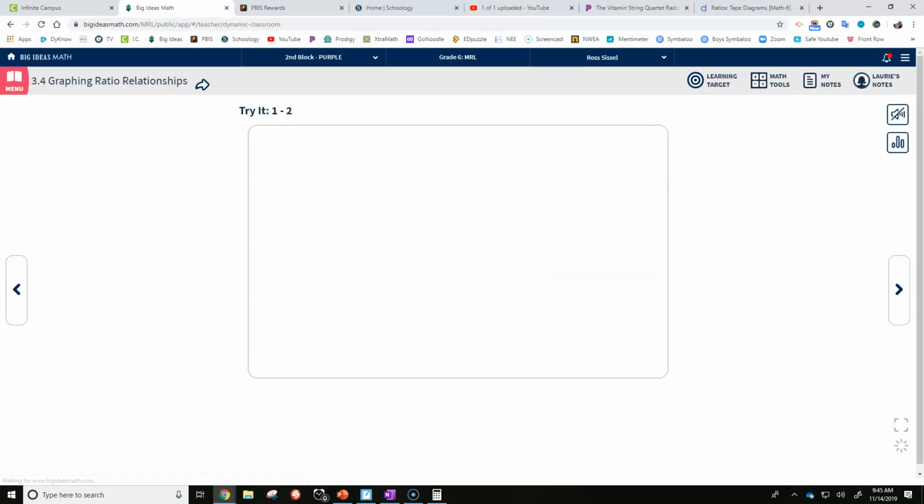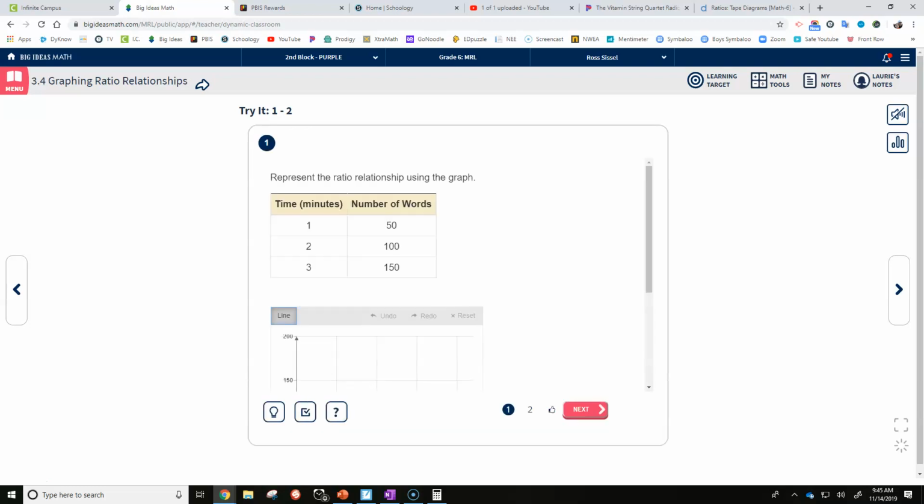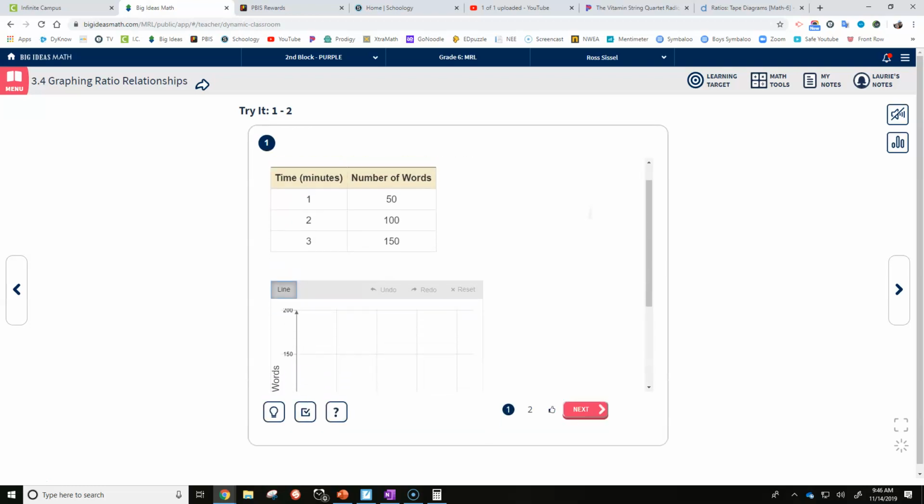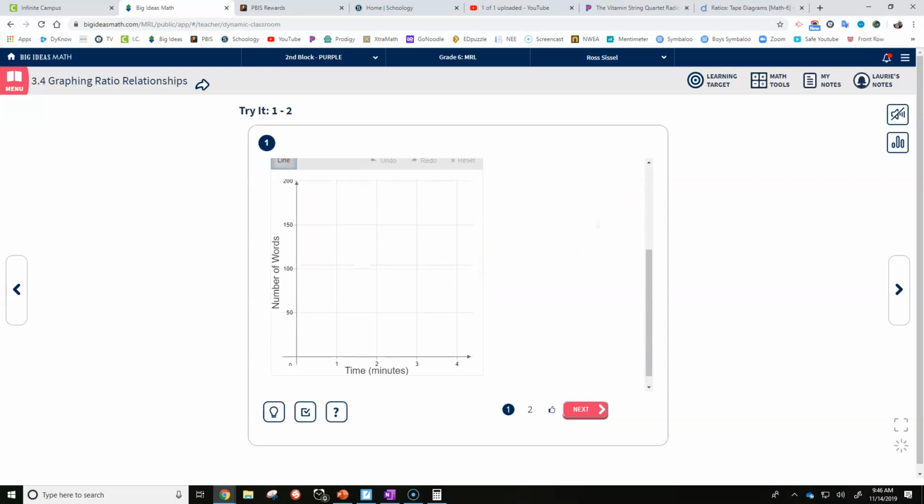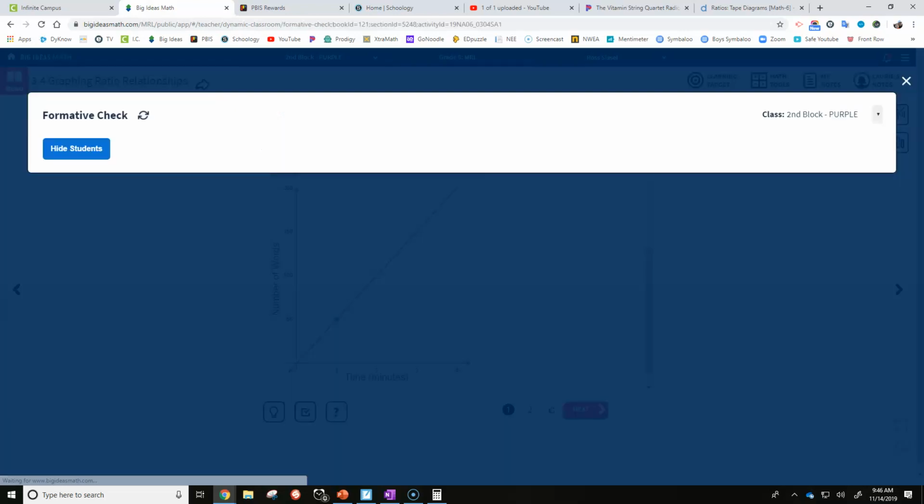If you say start, represent the ratio relationship using the graph. Now you have your notes that has the table for you. So if you scroll up, all you have to do is click. Now if I put it in the wrong place, I just have to click on the dot and drag it to the right place. Alright? So I think it makes the line for me. Alright, so go ahead and do that. Let's see how you guys are doing.